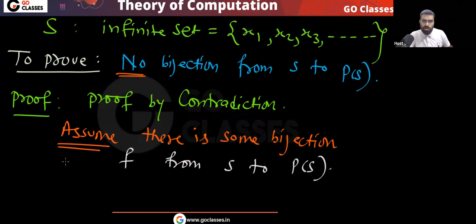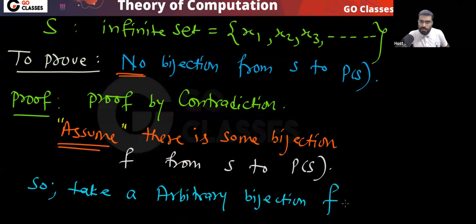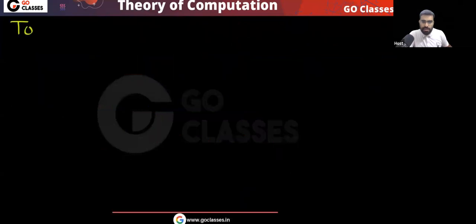Then what is your next step? You are assuming there is some bijection, so take an arbitrary bijection. Take a random bijection F. Is this clear? Then what will you do? I am taking a random bijection.